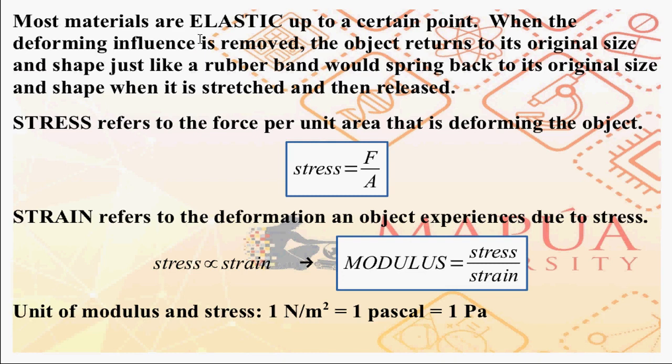Most materials are elastic up to a certain point. When we say elastic, when we deform an object, and then the deforming influence is removed, the object will return to its original size and shape. For example, consider a rubber band. You stretch the rubber band and then you release it. The rubber band will spring back to its original size and shape.